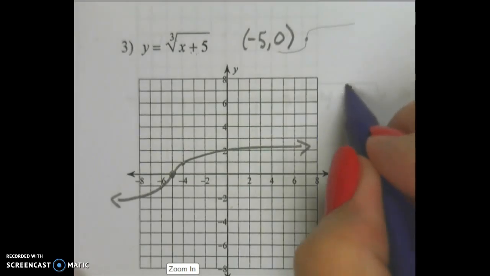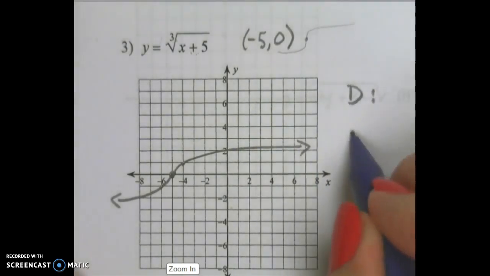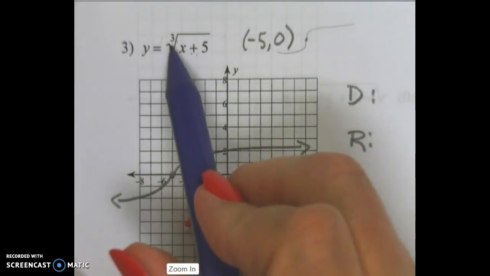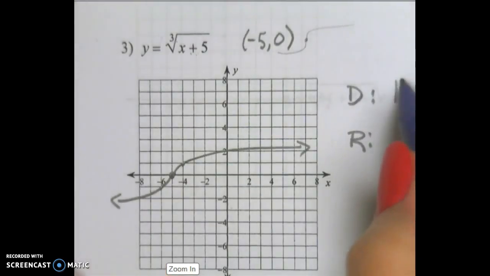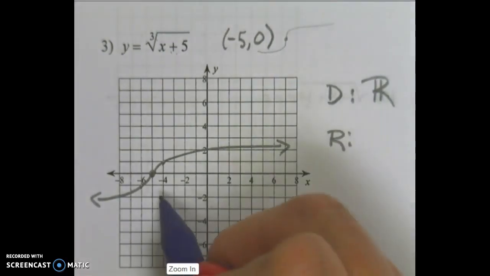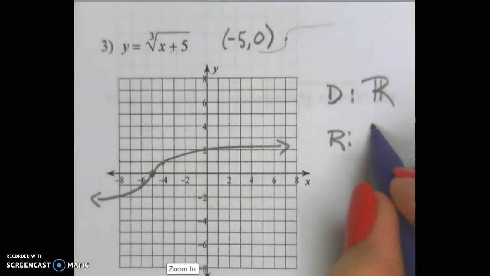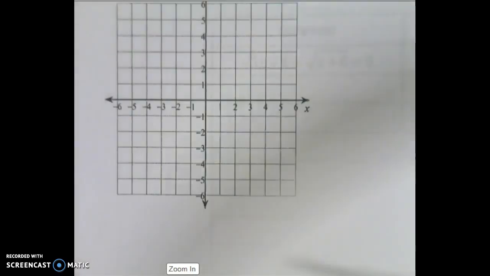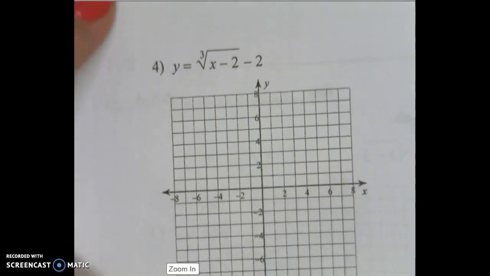Domain and range. The domain for a cubed root problem is all real numbers. The range for a cubed root problem is also all real numbers. I think we have one more graphing problem.